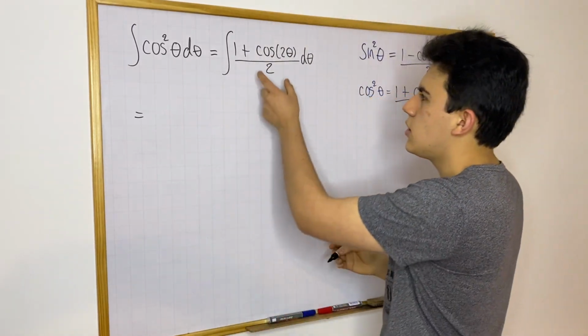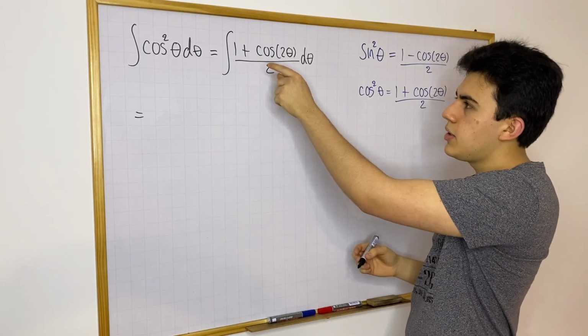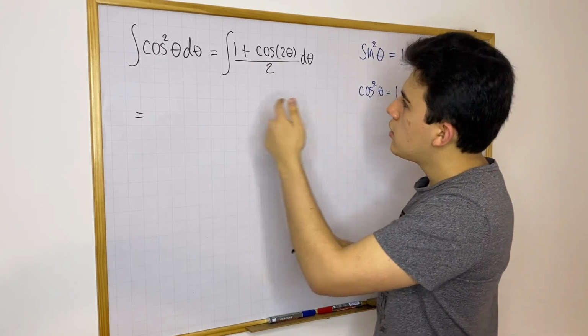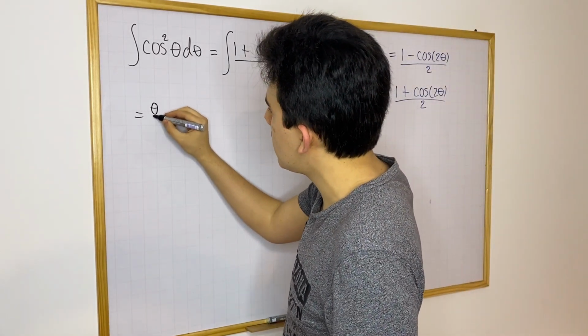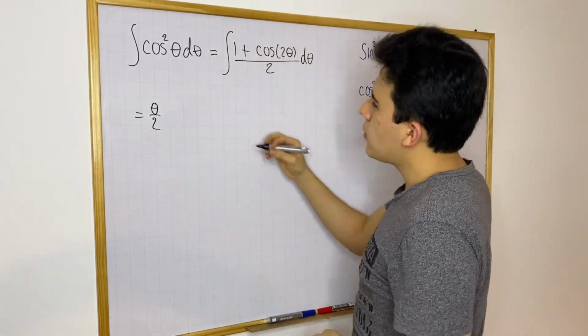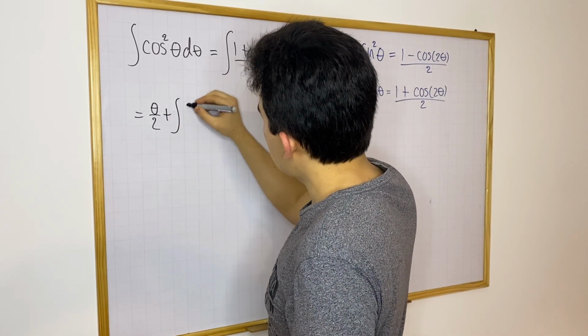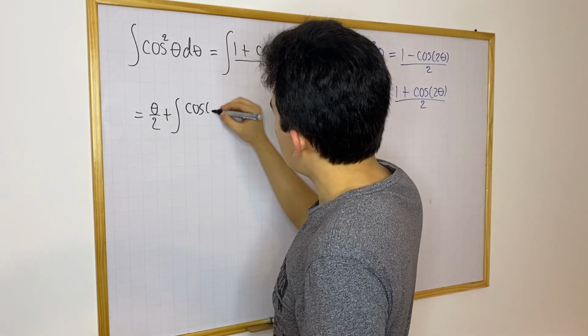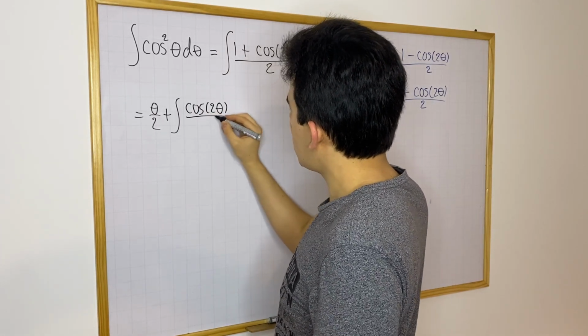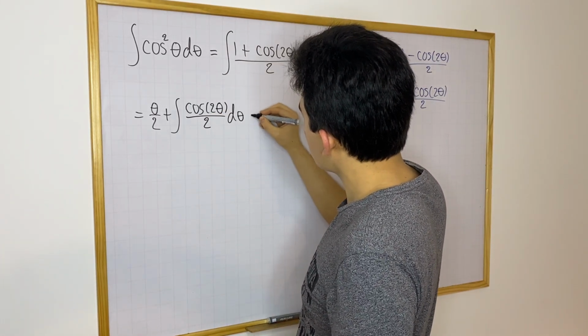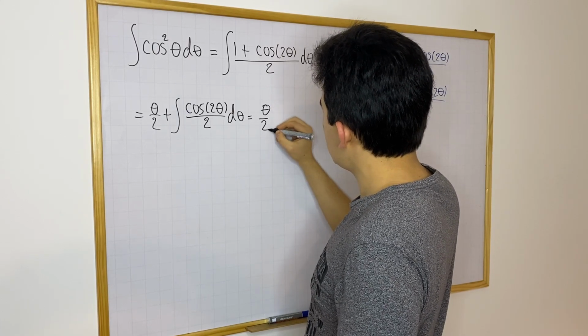We just simply need to integrate each term. So we're going to have a half plus cosine 2 theta over 2. So the integral of a half, we know is going to be theta divided by 2, plus the integral of cosine of 2 theta divided by 2 d theta. And we know this will be equal to theta over 2.